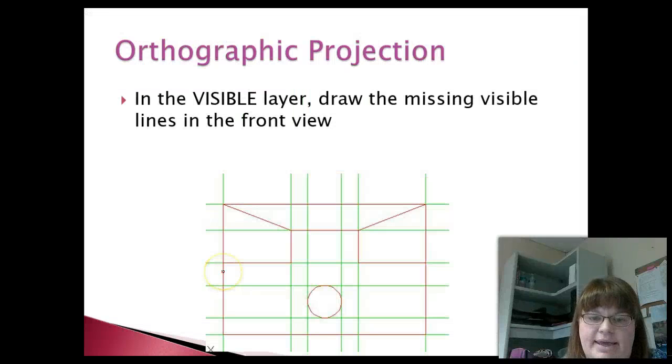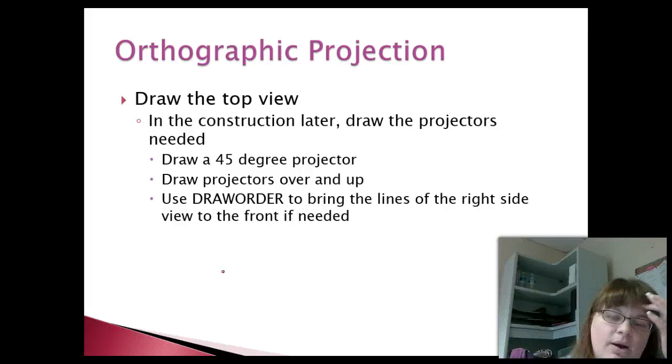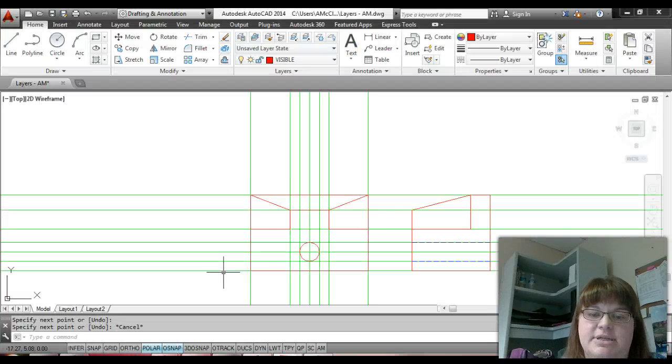Alright, so we're back and we are going to now work on getting that top view created. So we want to go to our construction layer, and just like if you were doing this on the board, the next piece is to get that 45-degree angle that goes through this all the way to the right, all the way to the top part of our front view.